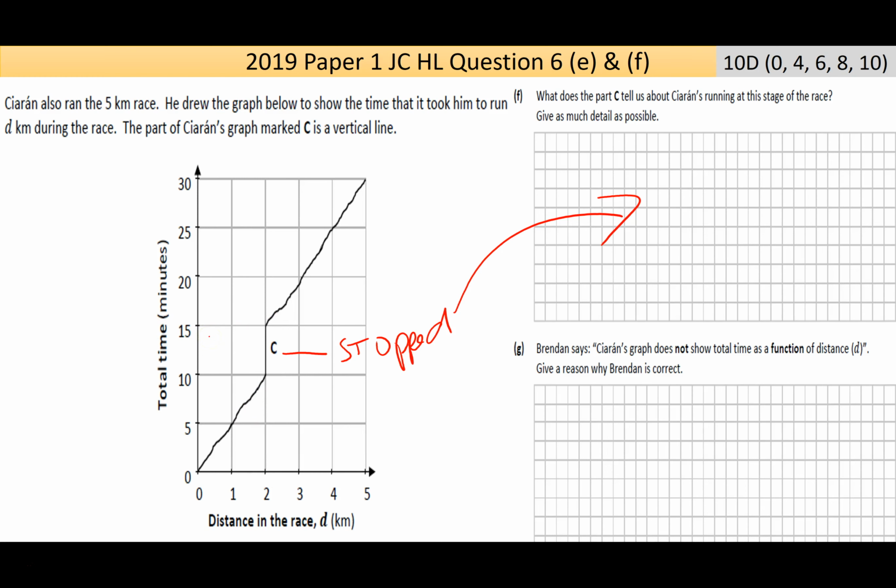If I stop moving, time still passes, and my distance is 0 kilometres per maybe 1 hour, that's 0. So I've stopped. My speed is 0. Now the second part G, Brendan says Kieran's graph does not show total time as a function of distance. Give a reason why Brendan is correct. So Kieran's graph does not show total time as a function of distance. Let's go through the answer.